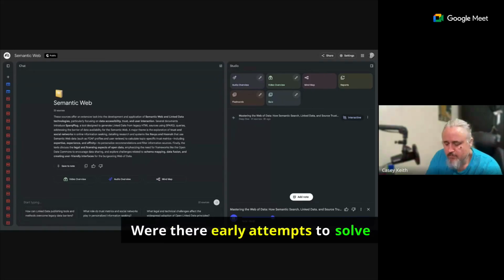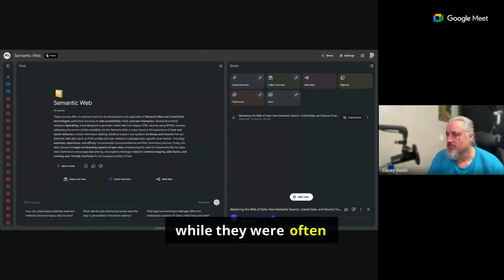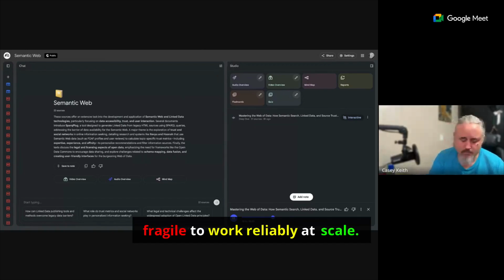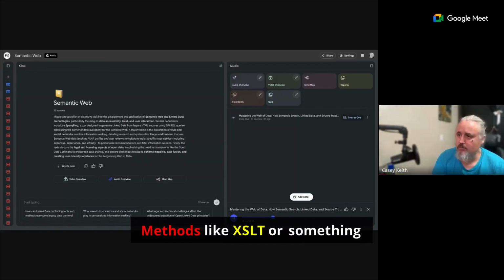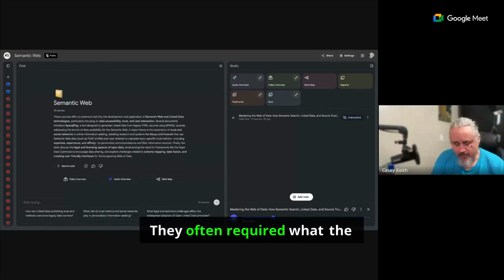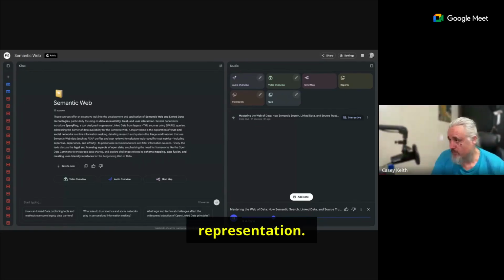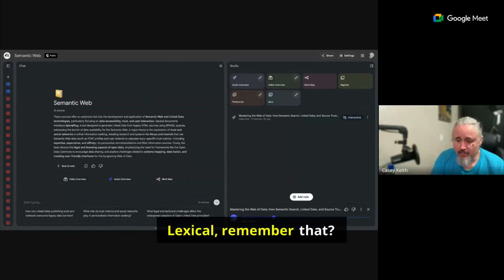Were there early attempts to solve this? There were, but the early technical solutions, well, they were often too brittle, too fragile to work reliably at scale. Brittle how? Methods like XSLT or something called GRDDL, Gleaning Resource Descriptions from Dialects of Languages, they often required what the researchers called a perfect lexical representation. Meaning the HTML had to be flawless. Pretty much.